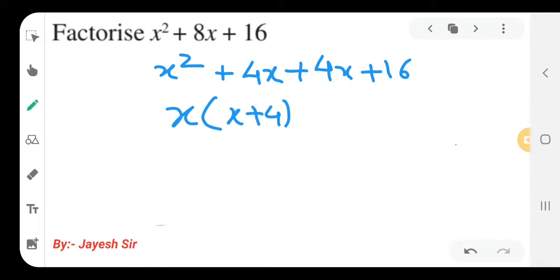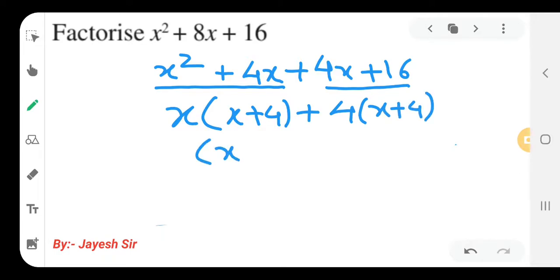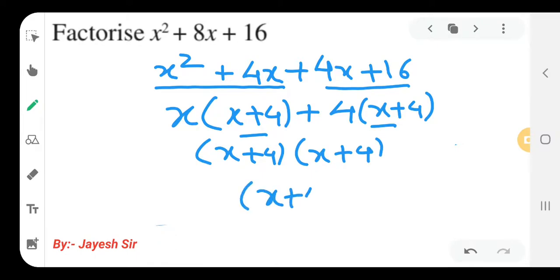From this, x could be taken as common, and what is left is x plus 4. Now from this, 4 could be taken as common, and what is left inside the bracket is x plus 4. So inside the bracket x plus 4, this one I have written once. Now what is left is x plus 4 outside the bracket. So the final answer we are getting is x plus 4 the whole square.